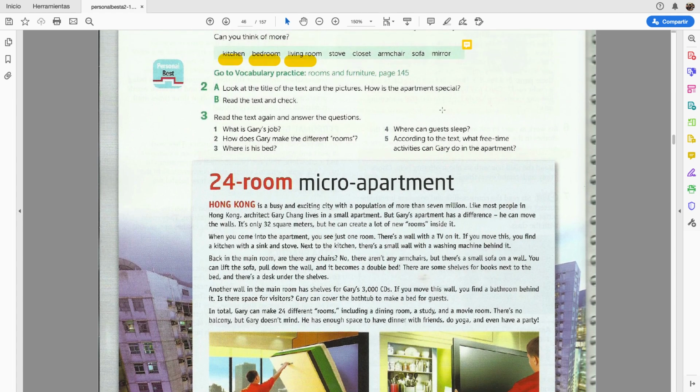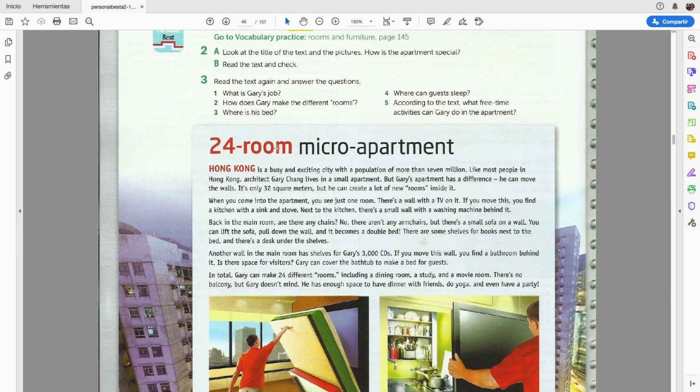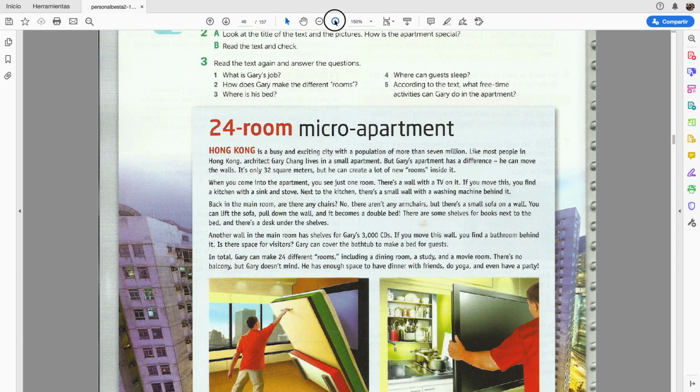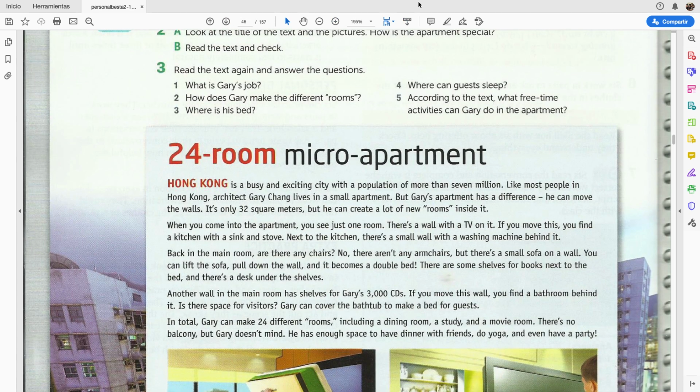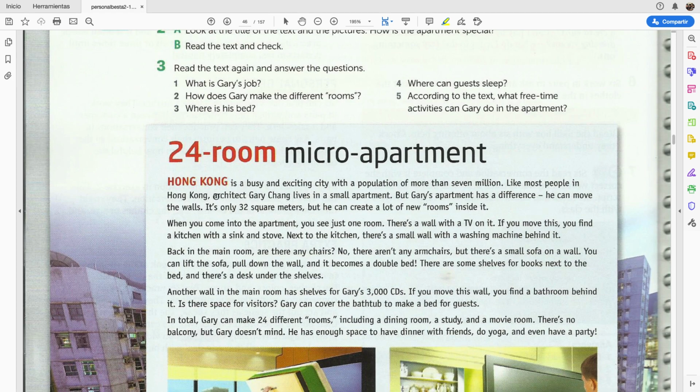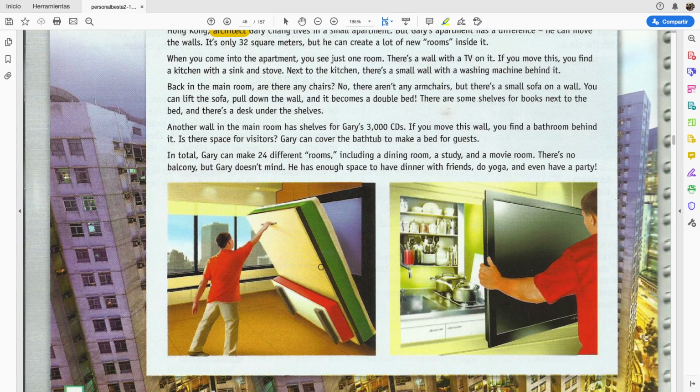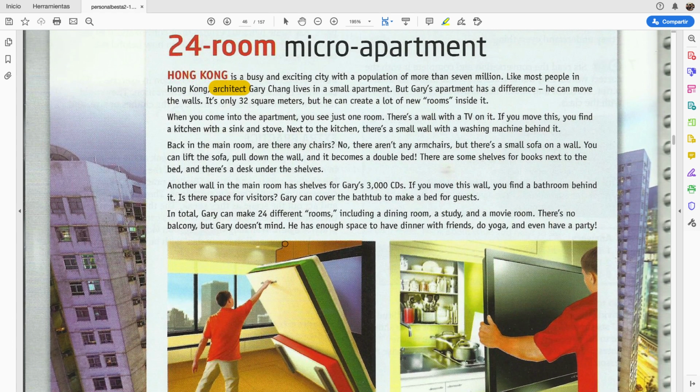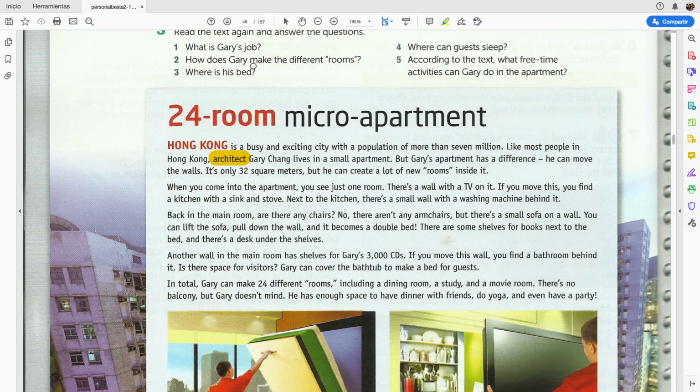Read the text again and answer the questions. What is Gary's job? What's Gary's job? What does Gary do? So according to the text, here we have that Gary is an architect. So maybe that's why it's very easy for him to organize everything, no? Because he's an architect.